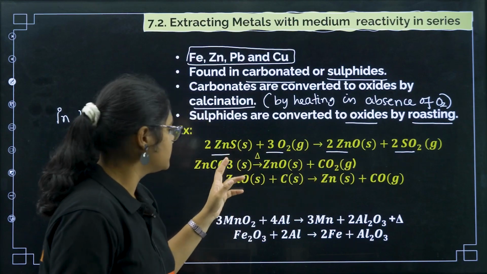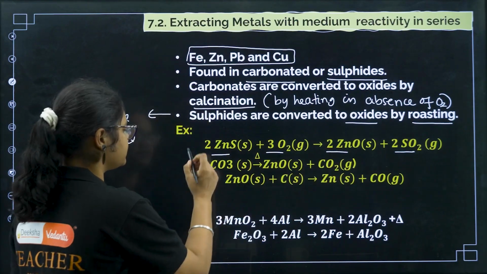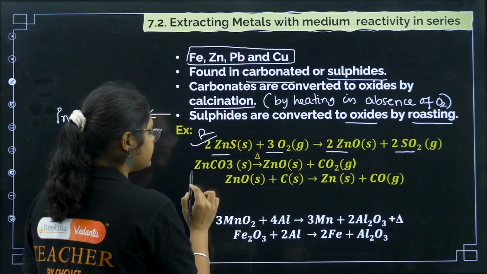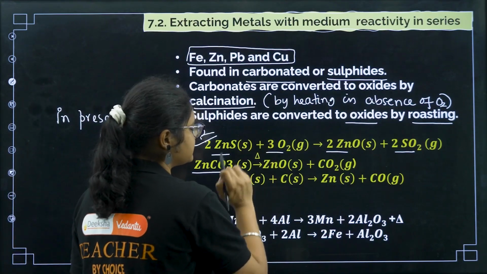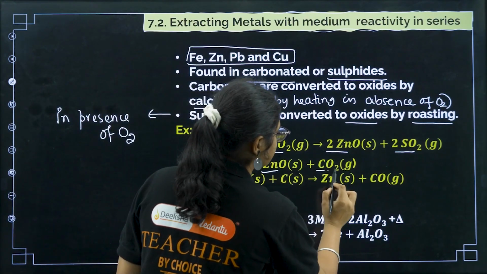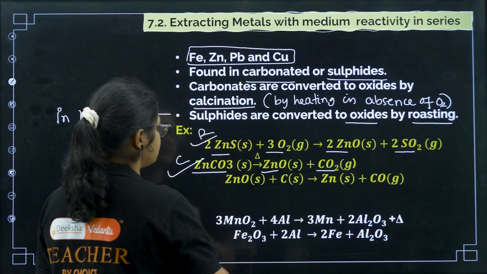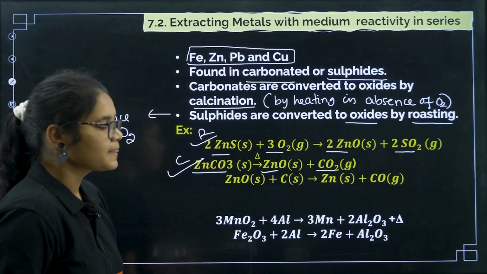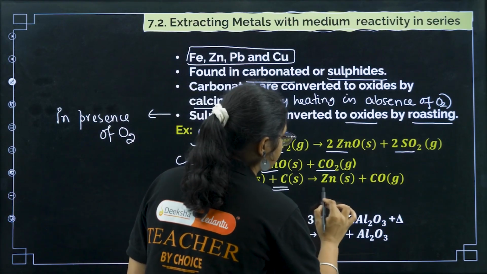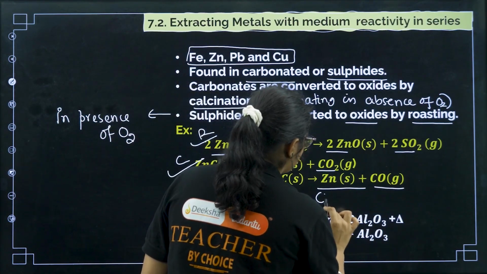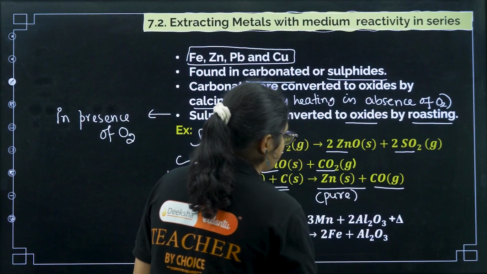Now once we got this ZnO, this is the roasting process. If it is present in the form of carbonates, then we directly heat it in the absence of oxygen to get zinc oxide and carbon dioxide, and this process is calcination. Now once we get ZnO, the oxide, it is reduced with carbon to give you Zn plus carbon monoxide, and this is the pure metal.